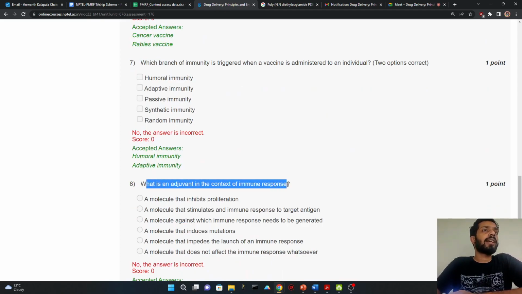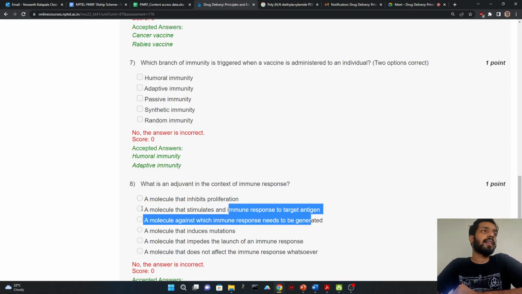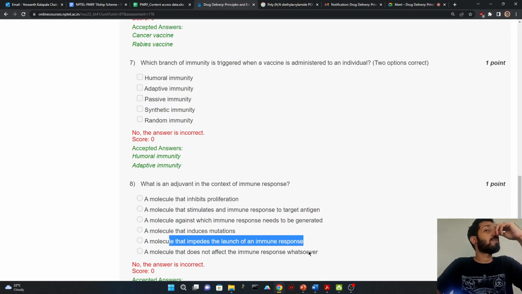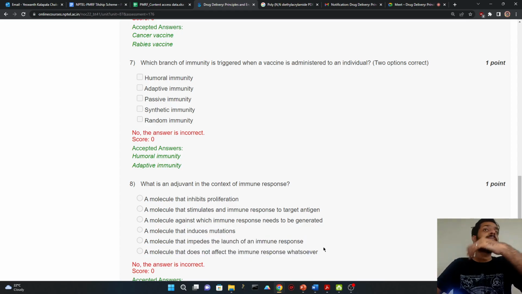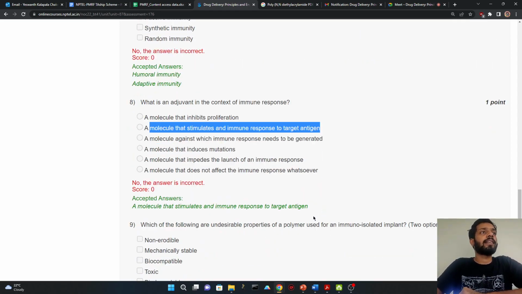What is an adjuvant in the context of immune response? A molecule that inhibits proliferation, a molecule that stimulates an immune response to the target, a molecule against which immune response needs to be generated, a molecule that induces mutations, a molecule that impedes the launch of an immune response, a molecule that does not affect immune response whatsoever. Option B, sir. A molecule that stimulates an immune response to an antigen, right? Target antigen. Yeah. So that's the correct option.